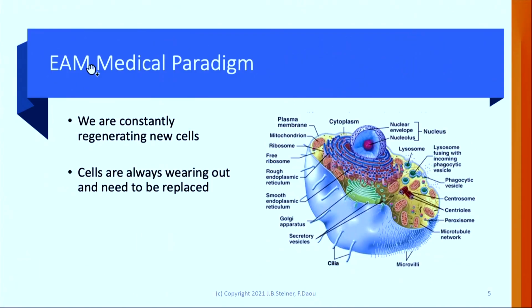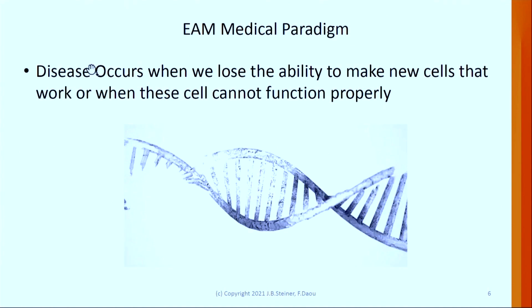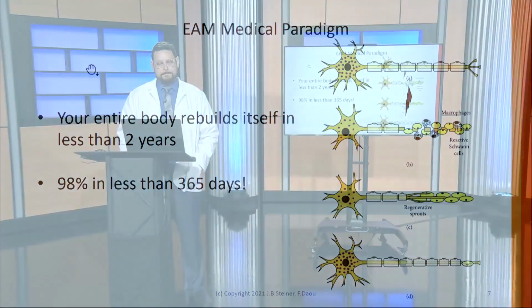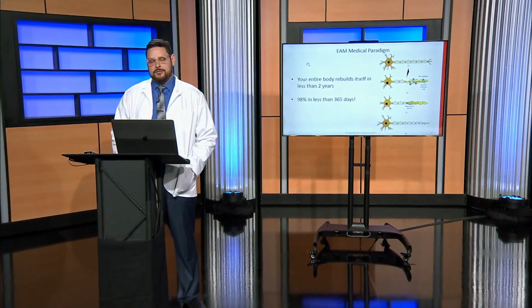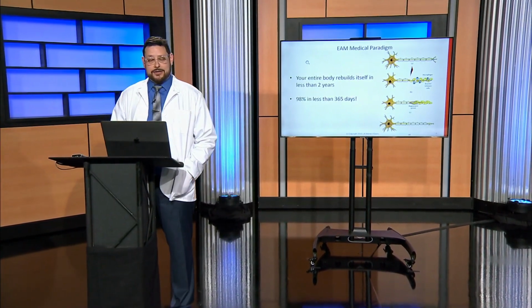This is our medical paradigm. The medical paradigm says that we are constantly regenerating new cells. I'm sure you all have heard that in biology class. And cells are always wearing out and need to be replaced. So disease, especially chronic disease, occurs when we lose the ability to make new cells that work, or when these cells cannot function properly. So your entire body rebuilds itself in less than 2 years.